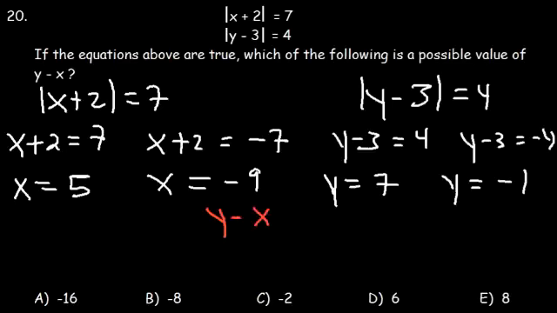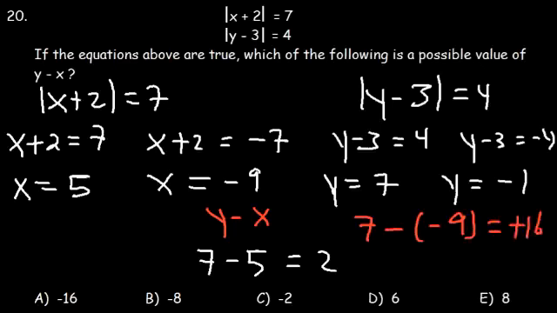So y minus x. Starting with 7, if we choose 7 for y, we can subtract 7 by the x value of 5, which is 2. So 2 is not listed as an answer. We can also take the y value of 7 and subtract it by the x value of negative 9. 7 minus negative 9 is positive 16. And that answer is not listed here.